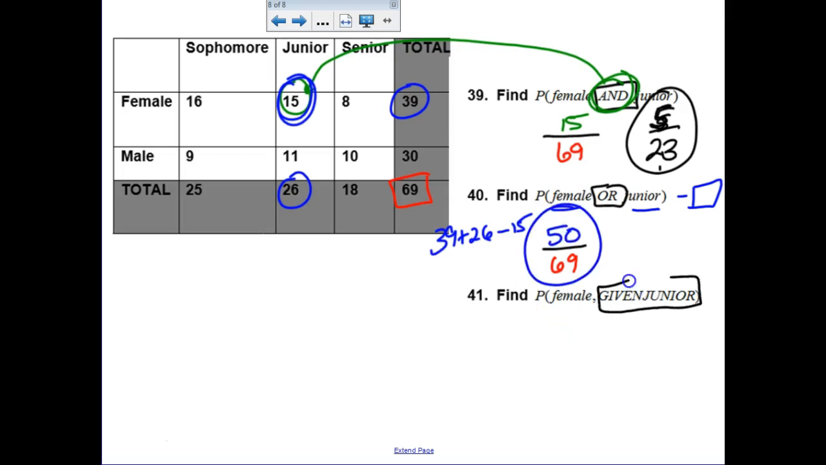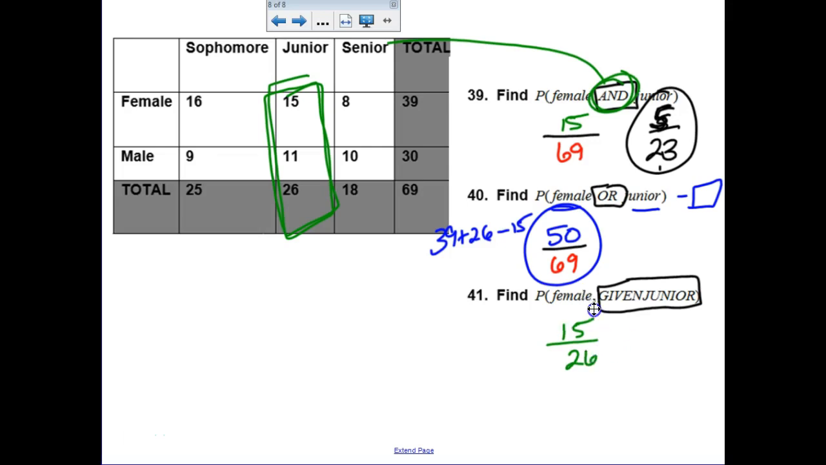Female given junior, this is the one where we encourage you guys to highlight. So I'm going to erase all my other marks. When it says given junior, that means you're only allowed to look at the junior data right here. So female given junior would be 15 out of the 26.